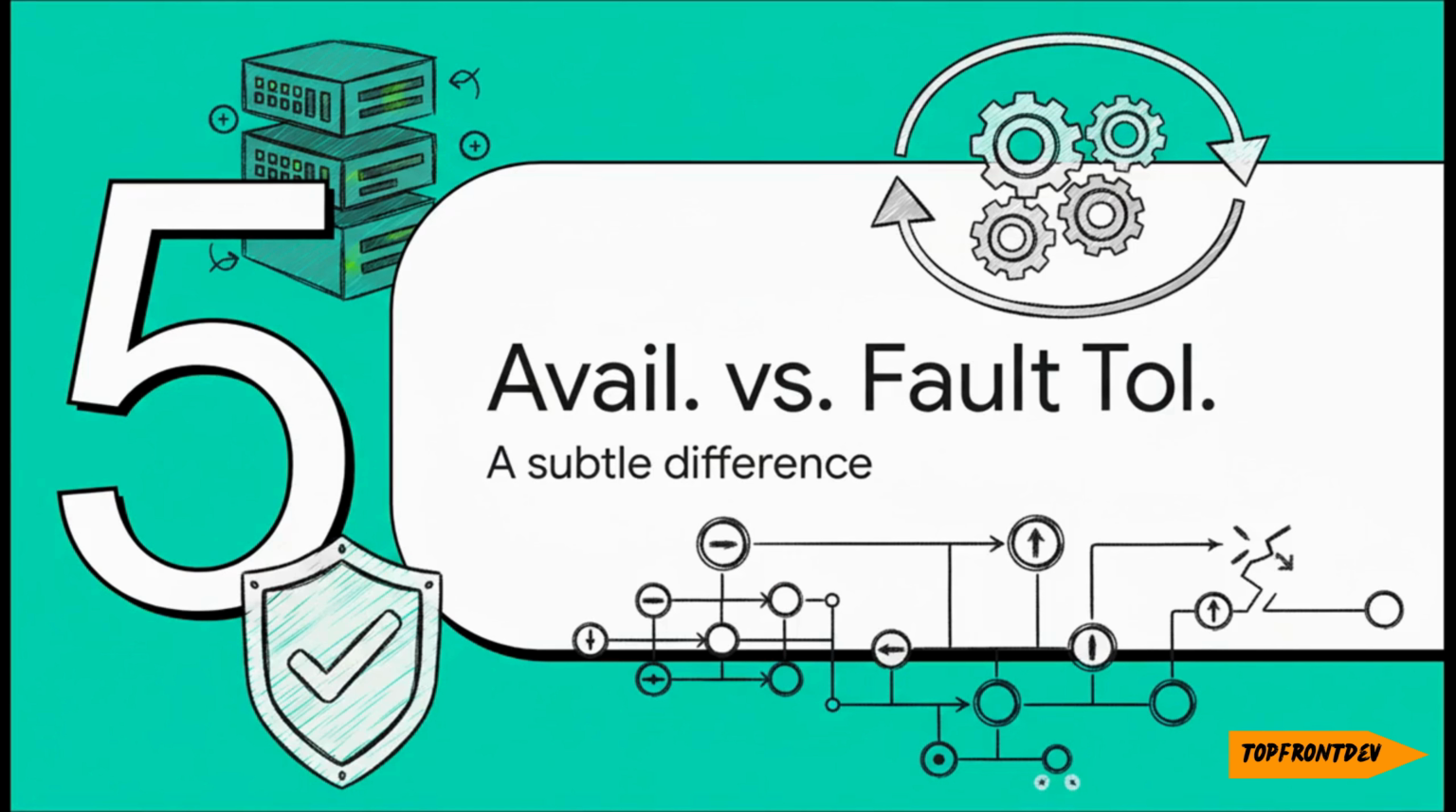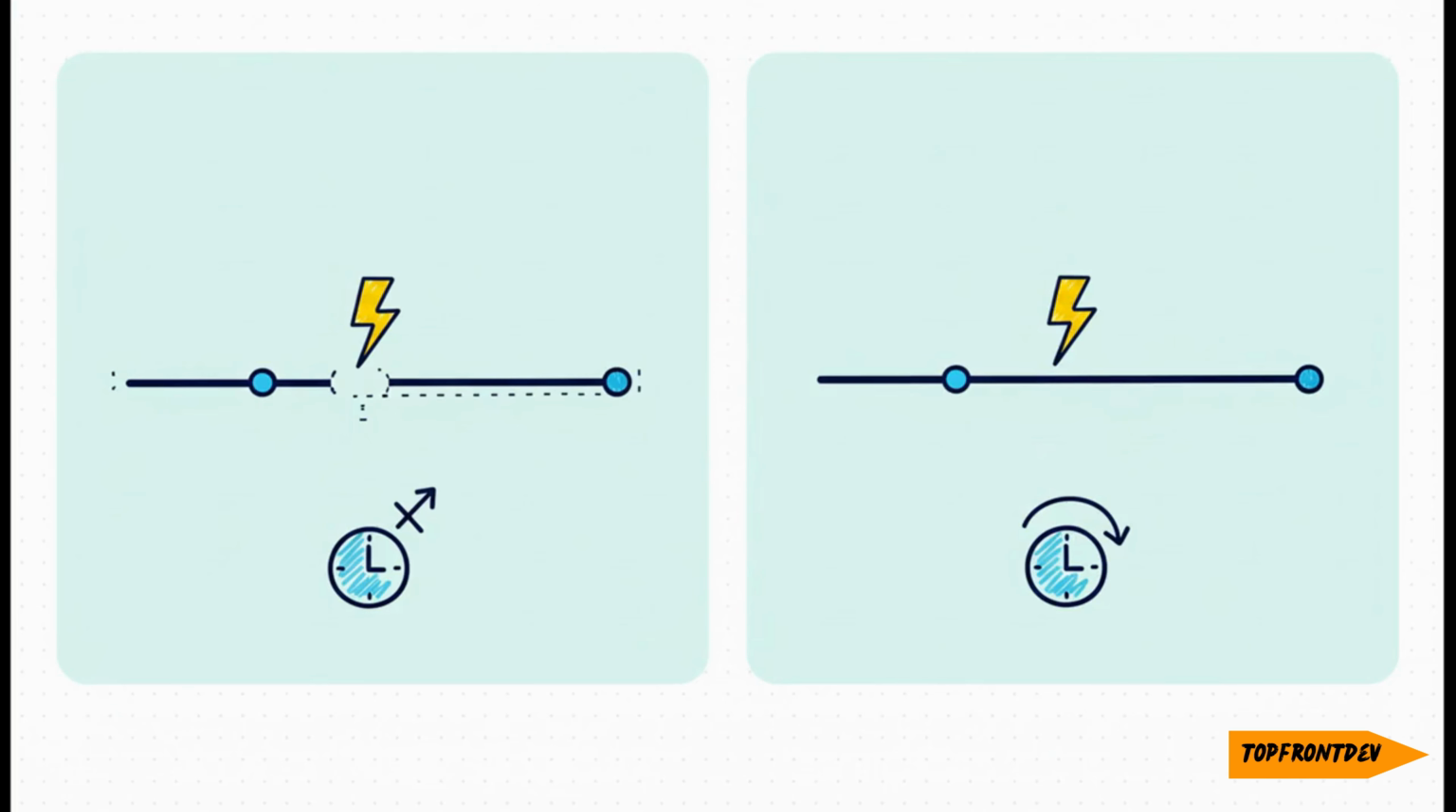All right, last piece of the puzzle. We need to get really clear on 2 terms that people mix up all the time, but they mean very different things. High availability versus fault tolerance. So high availability, what we've been talking about, is all about minimizing downtime. Something breaks, there might be a tiny interruption while the backup kicks in.